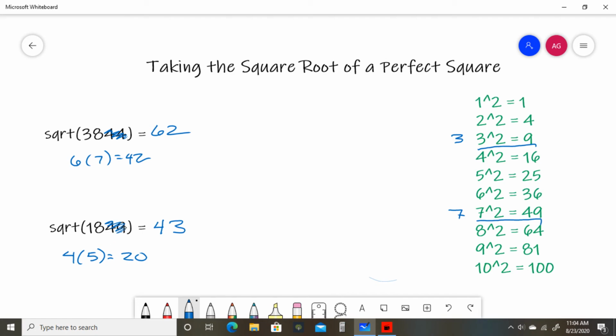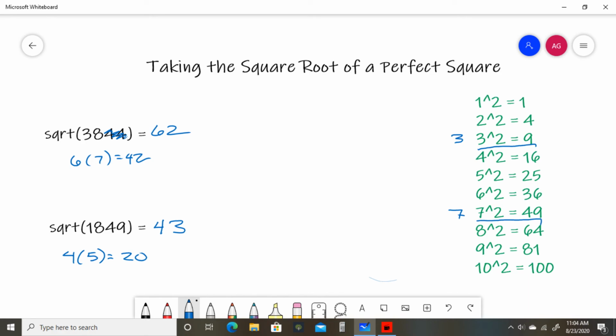Next, look at the ones digit of the number you're taking the square root of, and find perfect squares that have the same ones digit as that. So in this case, we have 9, and so we want perfect squares of one-digit numbers that end in 9. We have 3 squared, which is equal to 9, and 7 squared, which is equal to 49. And so the two numbers that could be our ones place are 3 and 7. But which one is it?